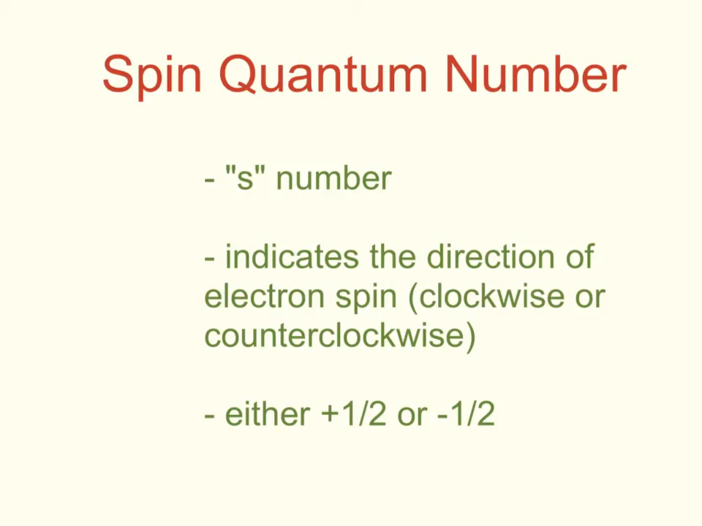What about xenon? Our magnetic quantum number would be 1. The final part of the quantum number is the spin quantum number, and this is also referred to as the S number. This indicates the direction of electron spin. Two electrons can fit in a seat together, but they spin in opposite directions. One spins clockwise and the other one spins counterclockwise. For the quantum numbers, we indicate this with either a +1/2 or a -1/2.